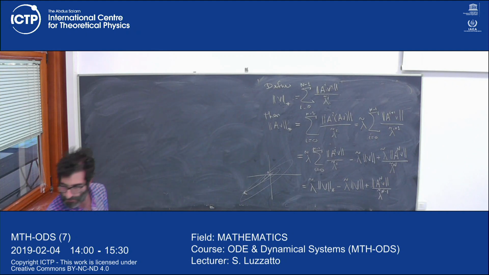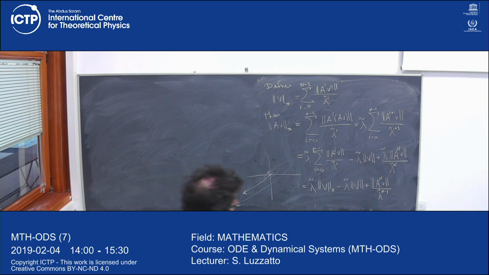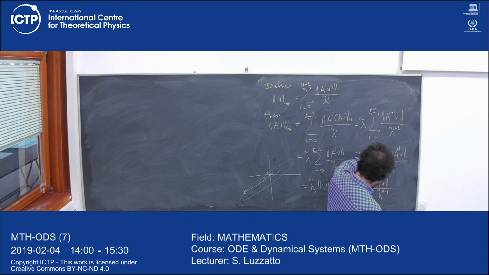Why n minus 1? Excuse me? The n minus 1 on the lambda. Okay, yes, because there's an extra one here.